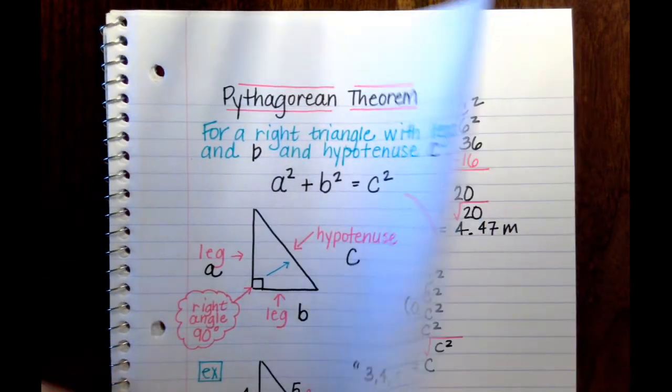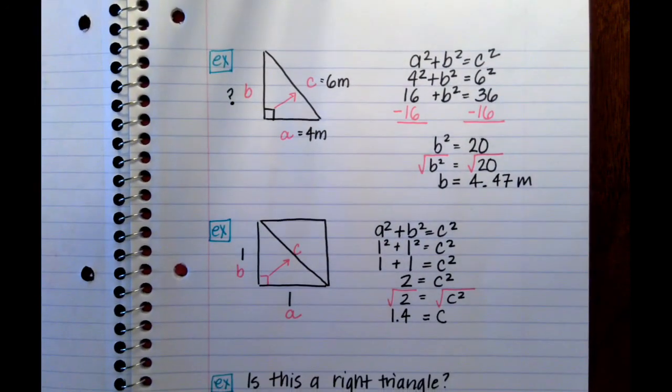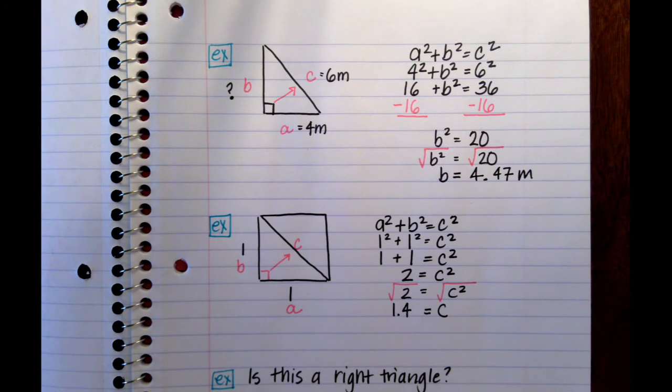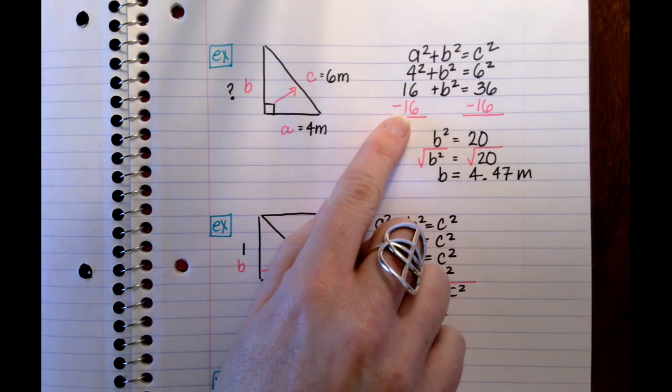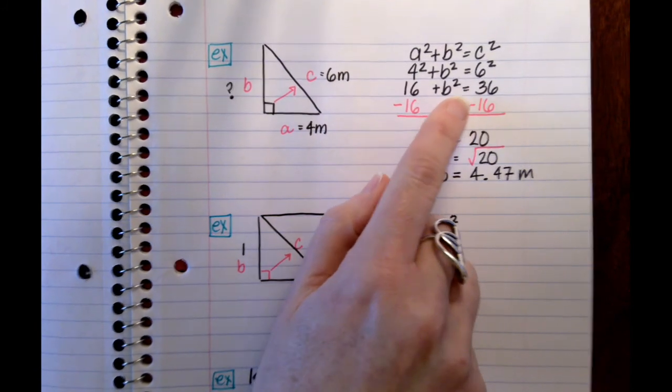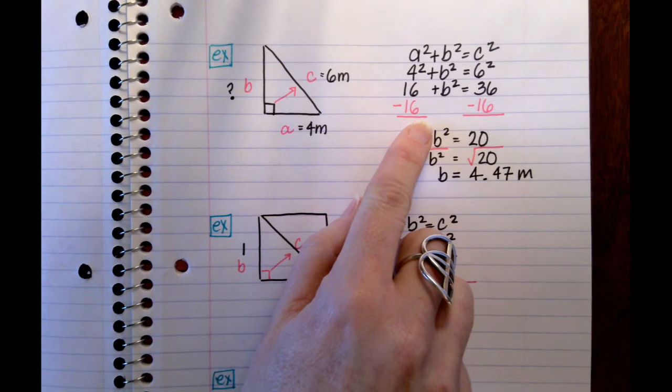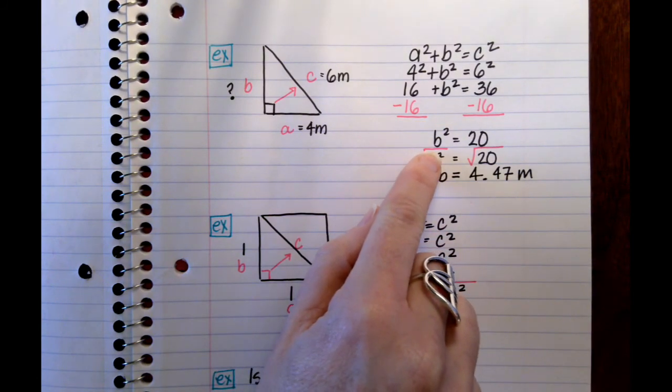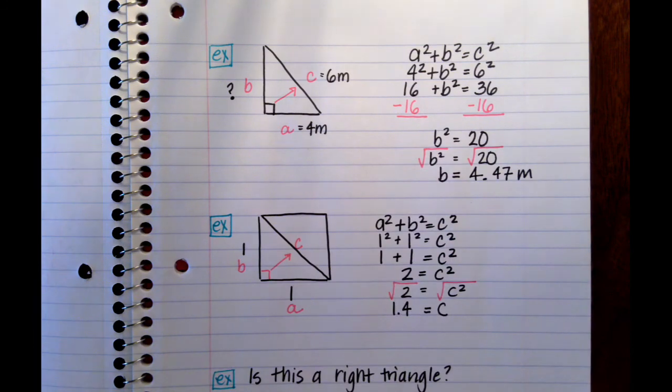Next, he went on and shared with you a few more examples. So this example at the top would be what would happen if I'm looking for either side A or B. So if I know what C is and I'm looking for one of the other sides, same formula. I have a little extra step, and that extra step is happening right here. When you end up with 16 plus B squared is equal to 36, I need to subtract the 16 in order to isolate the B squared, in order to get B squared by itself so that I can solve. So that was an extra little step in there.